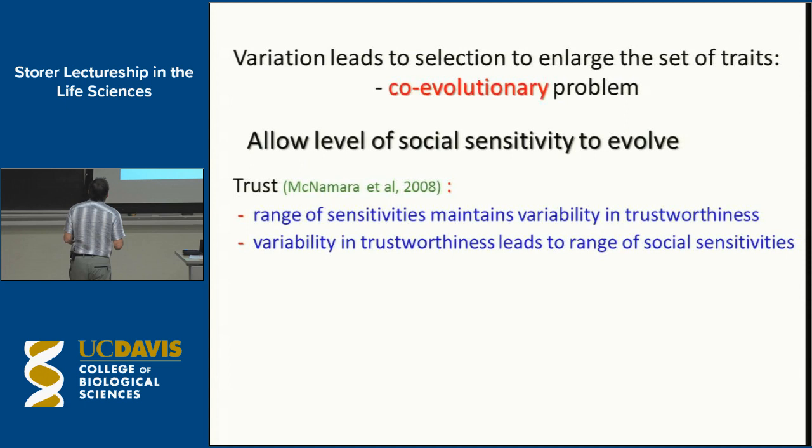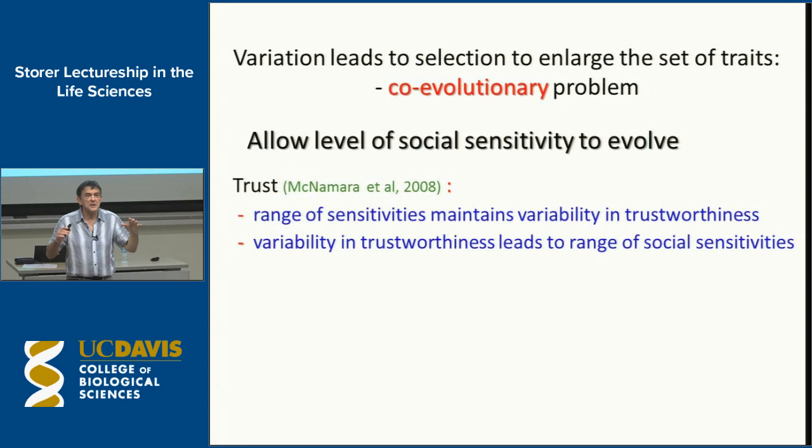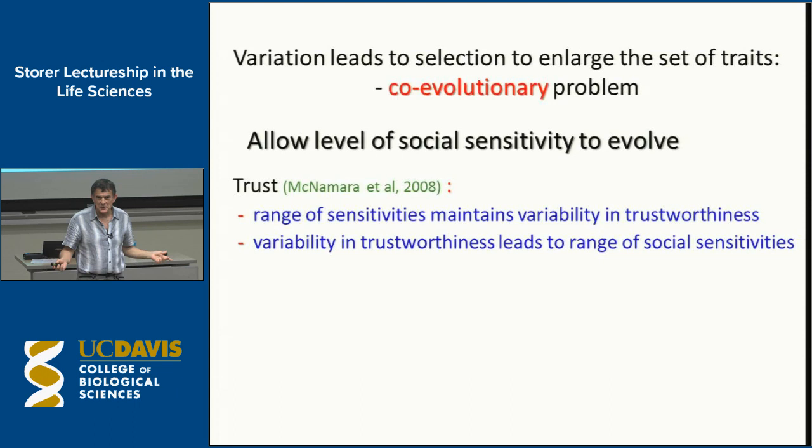And you can exploit this in various ways. For example, like a trust model where there's a range of social sensitivities within the population that maintains variation in trustworthiness, and the variation in trustworthiness maintains the range of social sensitivities. Okay. So there you don't need mutation to maintain variation. It maintains itself by this mechanism.